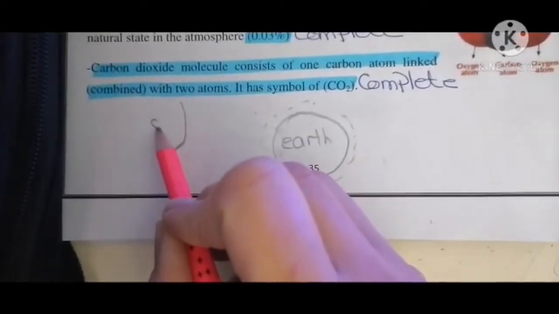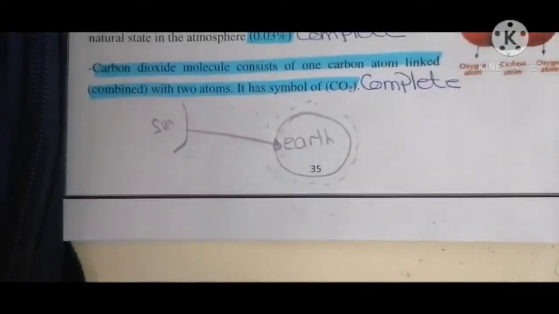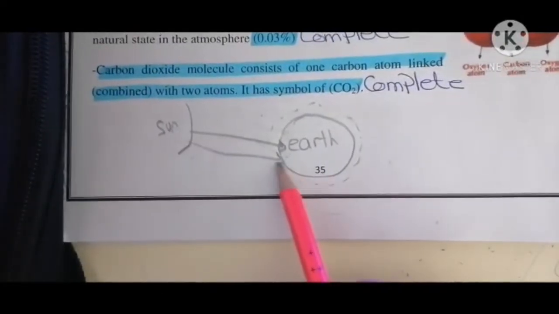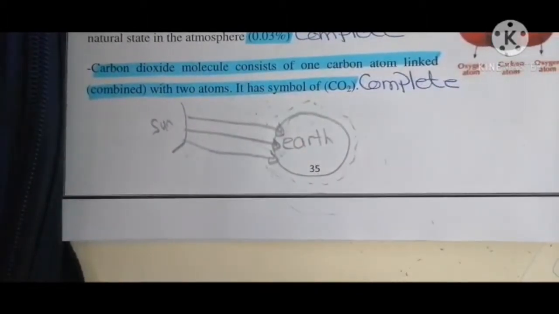What does this layer do? It allows the heat of the sun to enter the earth, but it doesn't allow it to go out. It is going only to allow the heat of the sun to enter, but it doesn't allow it to go out. So it is going to trap the heat of the sun inside the earth.